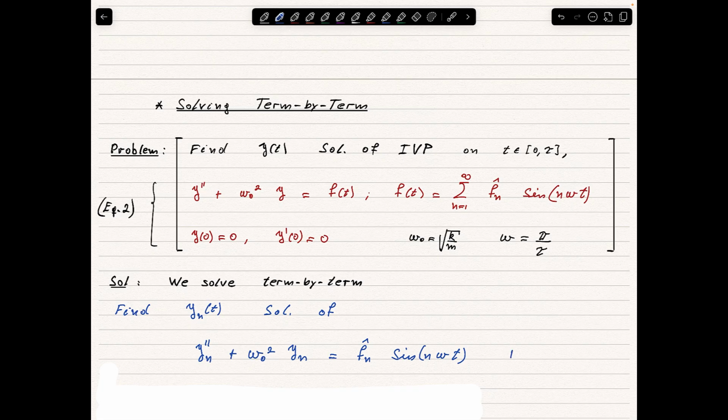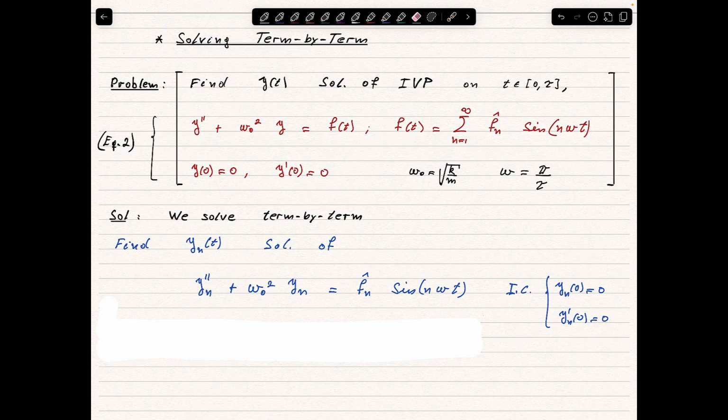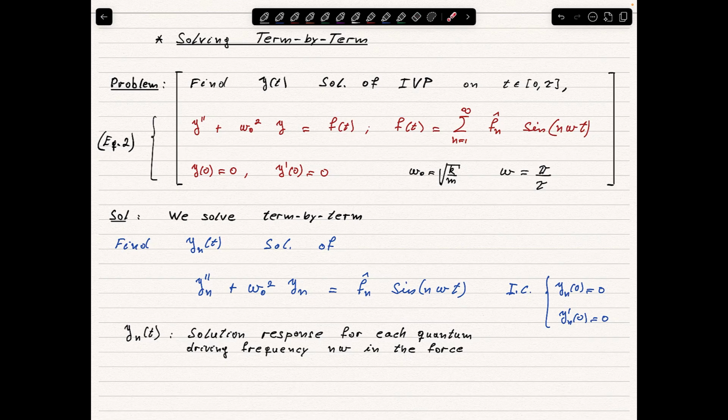And here we are going to use initial conditions for this little problem. The initial conditions are going to be, of course, that yn at 0 is 0 and its derivative at 0 is also 0. The same initial conditions that we have here for the whole solution. So this is what we mean solving term by term. This yn that we are looking for is going to be the solution that is the response for each quantum of driving frequency n omega in the force.